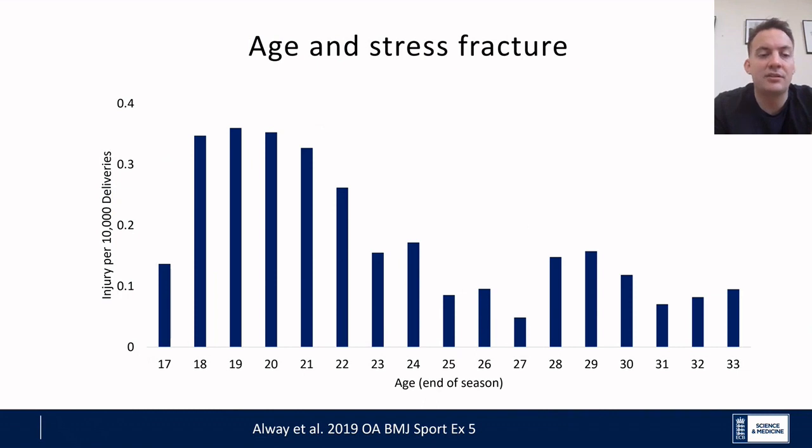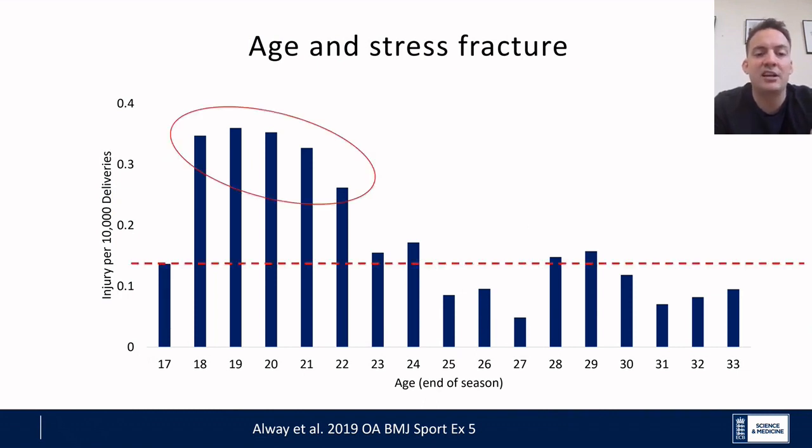Our typical age of stress fracture is quite young. It's usually in 18 to 22-year-olds, and typically in players who are stepping up a level. So if they're going from academy cricket to second team cricket, or second team cricket to first team cricket, and occasionally first team cricket to international cricket, that is generally when we see players get stress fractures. So younger fast bowlers are generally more at risk of getting stress fractures.